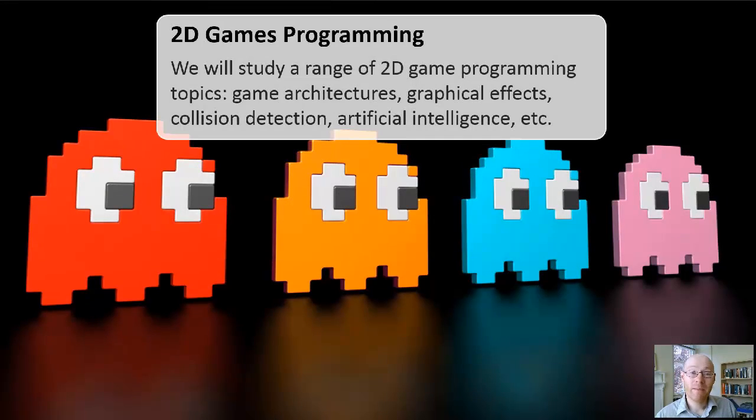2D games programming. We'll study a range of 2D games programming topics, so things like architectures, different graphical effects, collision detection, artificial intelligence, and so on. These are the building blocks that you have within most 2D games. So we'll have a little look at how we can do those, how we can detect an overlap between two objects, how we can use graphical transforms to rotate or to expand images, and so on and so forth.